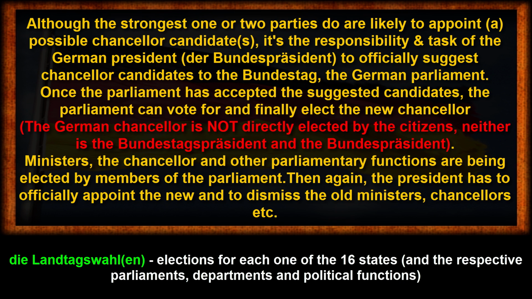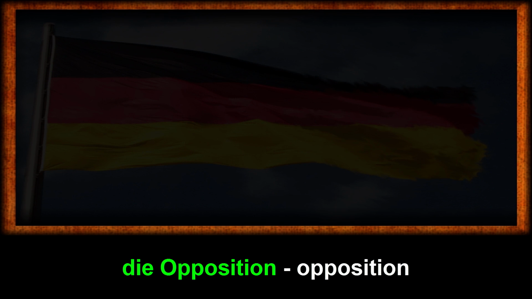Both the Chancellor and the Prime Ministers are elected and voted for solely by members of the respective parliaments, by the way. It's common that the 1, 2 or maybe 3 strongest parties suggest possible new Chancellor or Prime Minister candidates. Members of other parties that made it into the parliament and that are not part of the government are the so-called Opposition, die Opposition, the opposition.